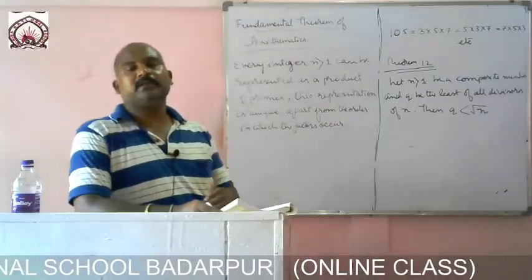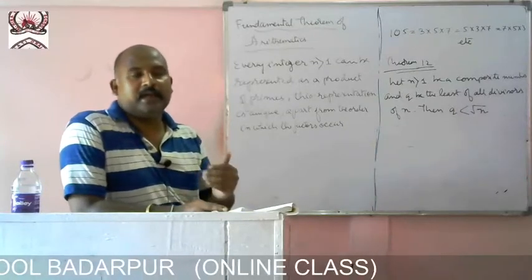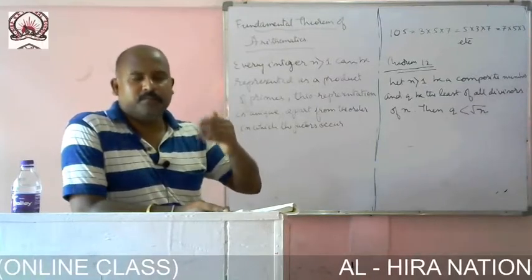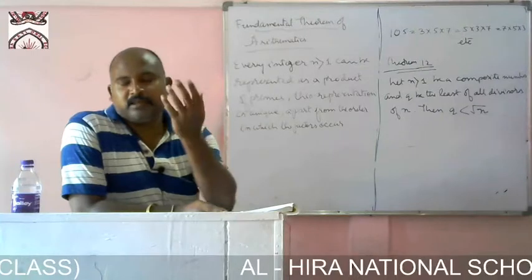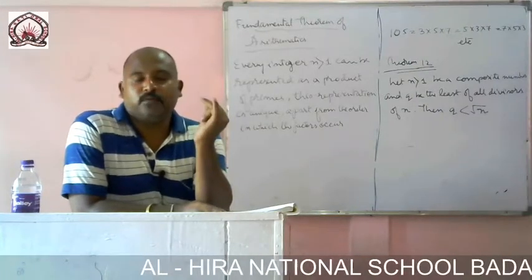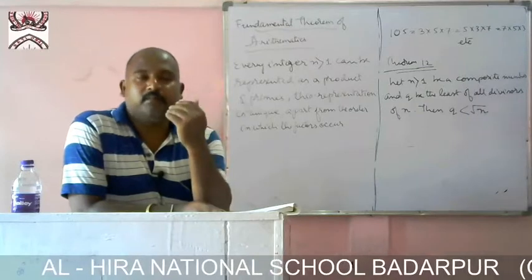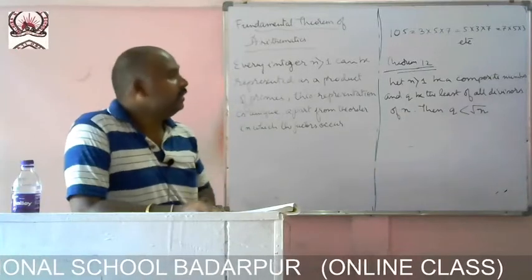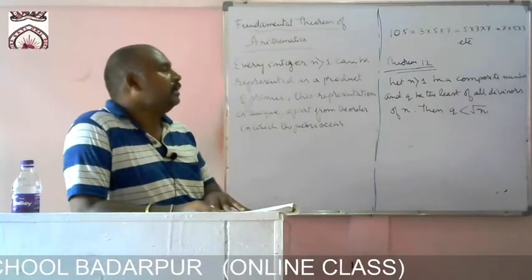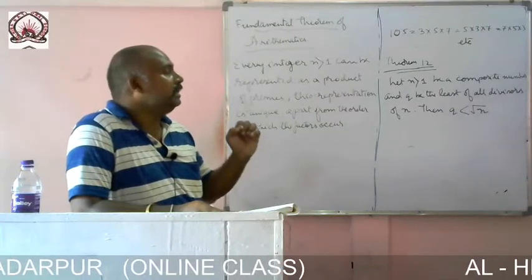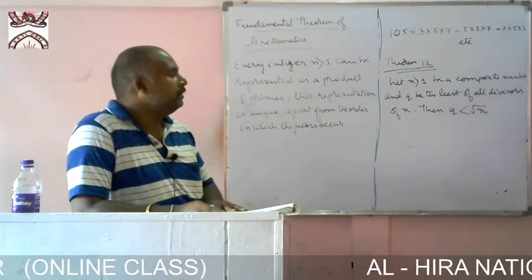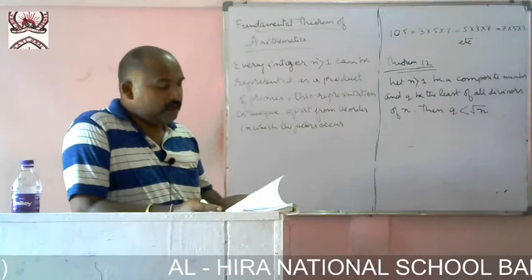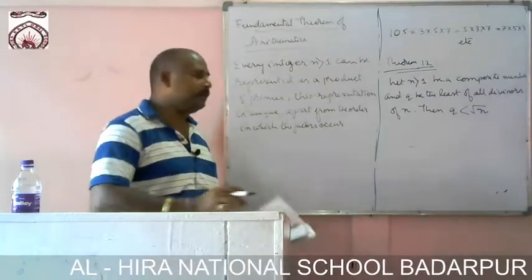Now n is a composite number. What is the minimum number of divisors it will have? In case of a prime number we get divisors 1 and itself. In case of a composite number we get divisors 1, some other divisor, and itself. So if n is greater than 1 and a composite number, and q is a divisor of n, then q is smaller than the square root of n.